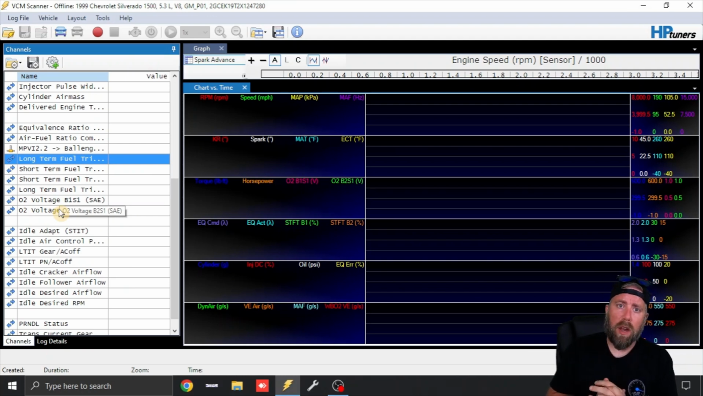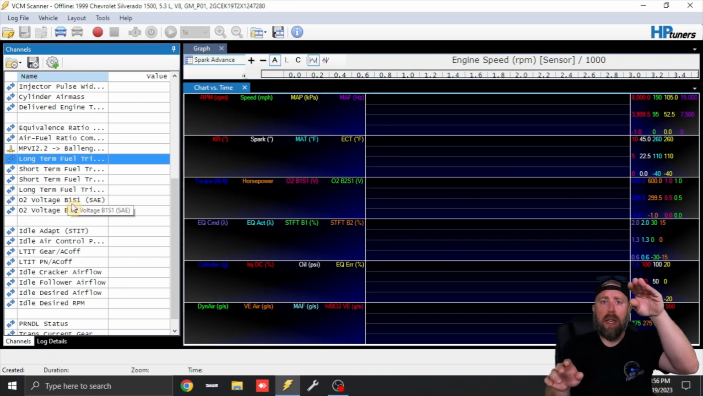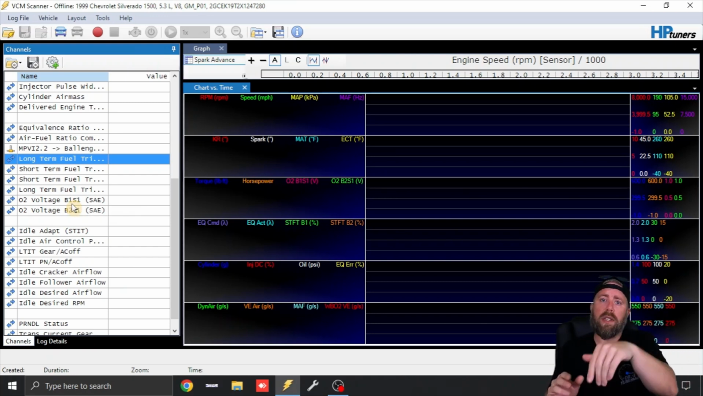So even if I'm in open loop where I'm just using my wideband for fueling and I'm making corrections there, I can still watch both oxygen sensor voltages. And if I have one dip lean, if you see these lean dips, that is usually a sign of a misfire.